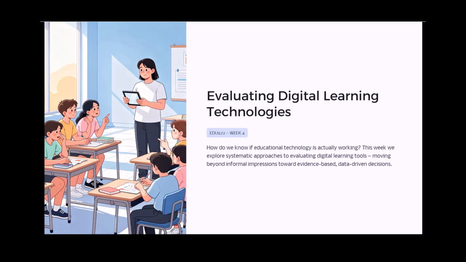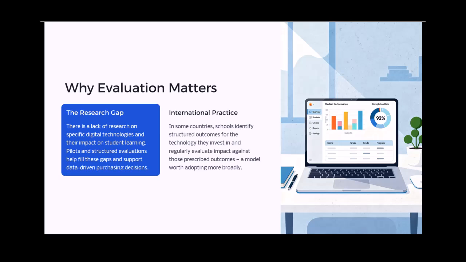This week we're going to explore some systematic approaches to evaluating digital learning tools, particularly the one you created in the previous learning block, the customised chatbot. I suppose it's about moving beyond informal approaches to evaluation, looking at more systematic, evidence-based approaches, more grounded in the science of learning. There is a lack of research on specific learning technologies and their impact on student learning. Good approaches are piloting and structured evaluations in terms of filling the gaps and understanding how technology enhances learning. And I suppose we're focusing here on a scientific approach grounded in the science of learning.